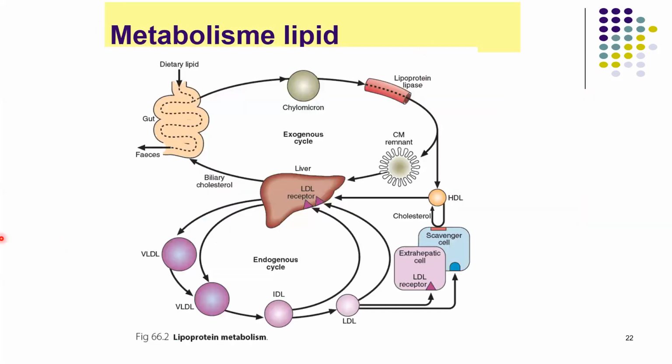Now these are the metabolism. I think I no need to. So from the liver, they have the VLDL, then the intermediate one, and then it becomes LDL.